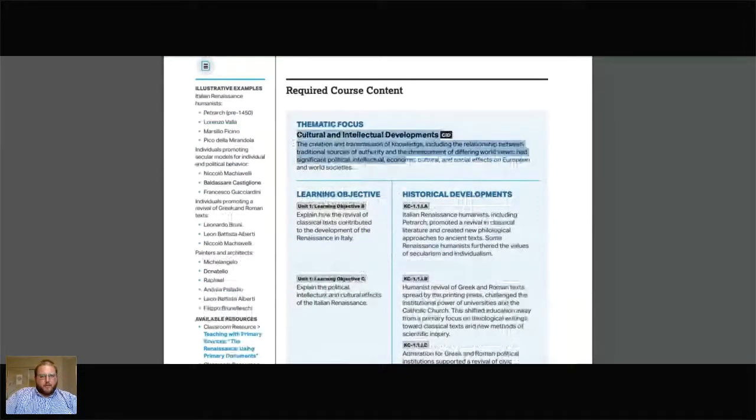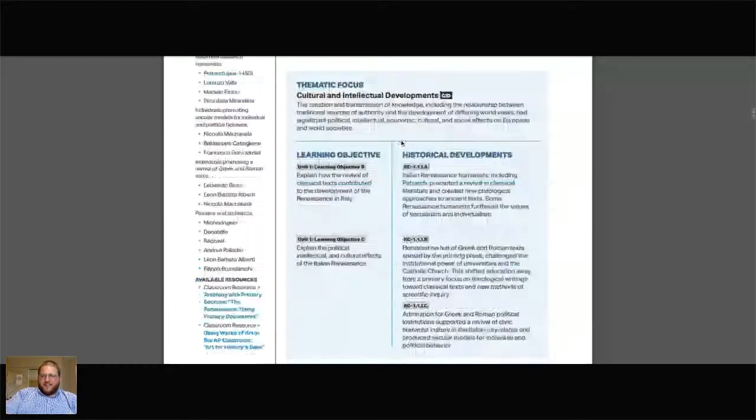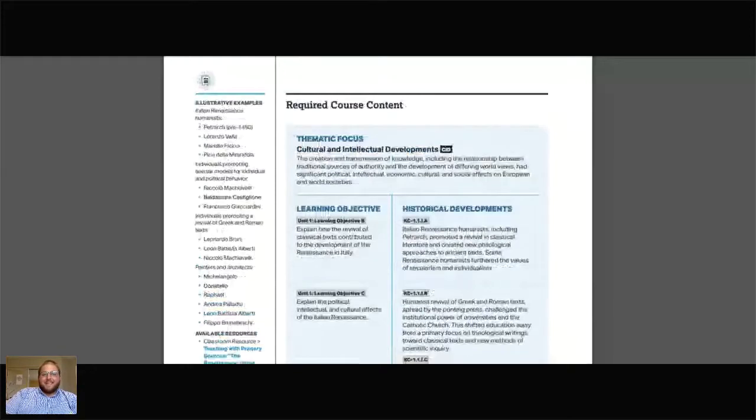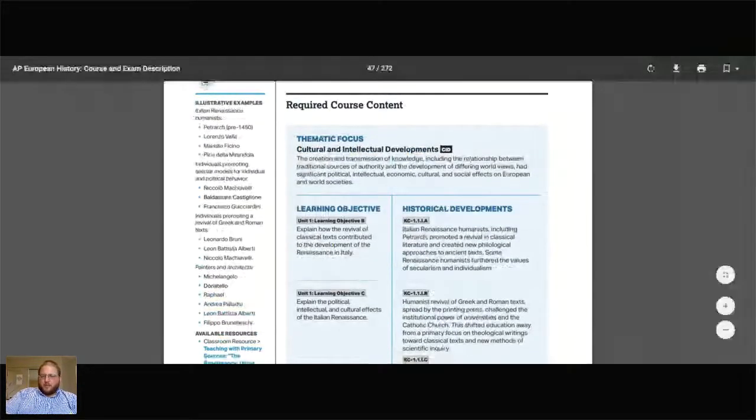So we have all this information. And I would put what this actually means on the top of that document, just so that you have that for reference. And here, on site is historical developments. It's stuff that happened. The Italian Renaissance, humanists, including Petrarch, promoted the revival of the classics, et cetera. Great. And then you can put down examples of this between knowing what the thematic focus is so that you know what to focus on when you're writing your essay.